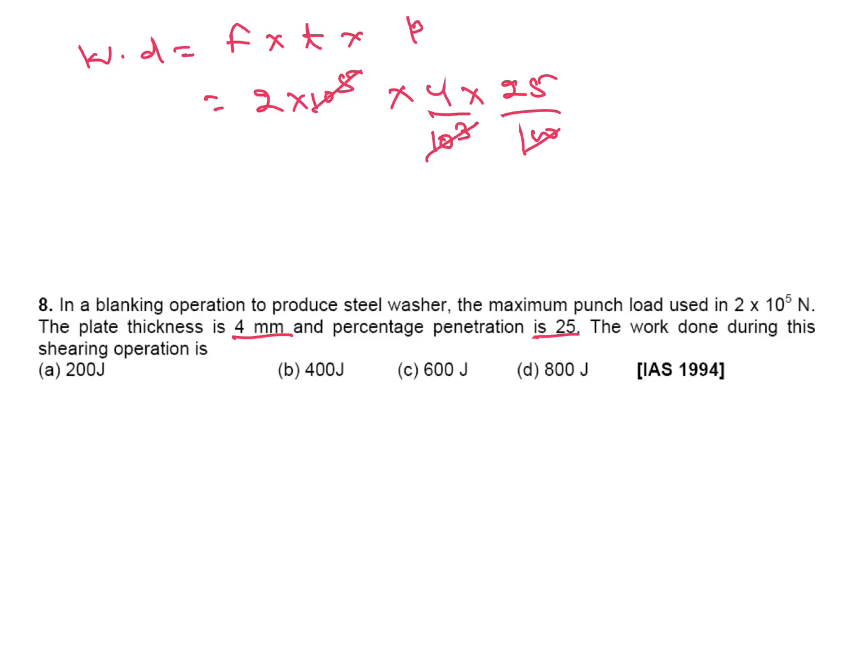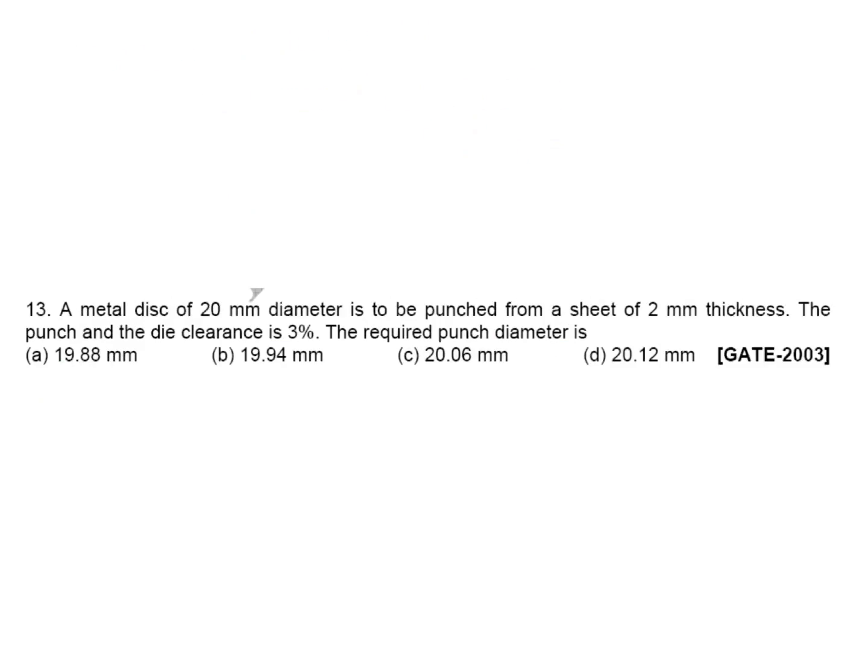The question is, a metal disc of 20 mm diameter is to be punched from a sheet of 2 mm thickness. The punch and die clearance is 3%. The required punch diameter is how much? So a disc is our requirement, so the operation is blanking. In blanking, clearance is on the punch. So the blank or disc diameter is the die diameter, 20 mm.